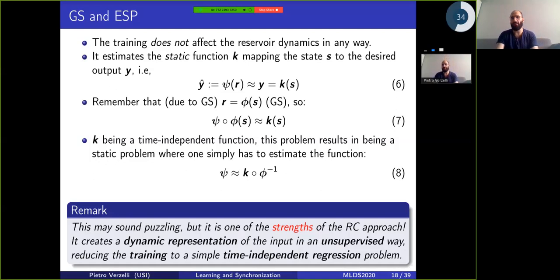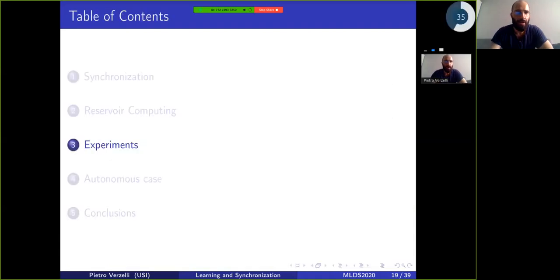So all of this might sound puzzling, right? We have a dynamical problem and we transform it into a static problem. So not a time-independent one, but that's actually the strength of the reservoir computing approach. Because at first you create a dynamic representation in an unsupervised way. And then the training part reduces to just a usually linear regression problem, where you just map all of your state into all of your desired output, or desired target, as in my notation.